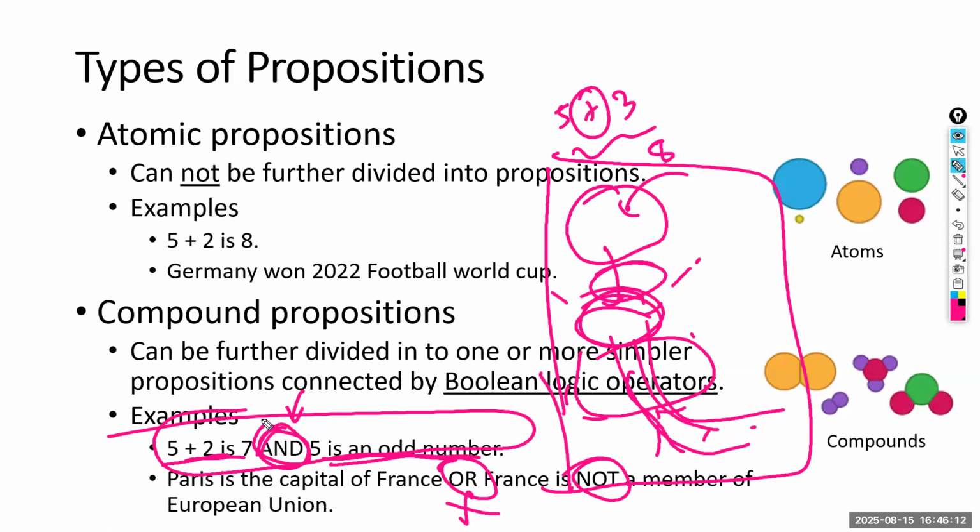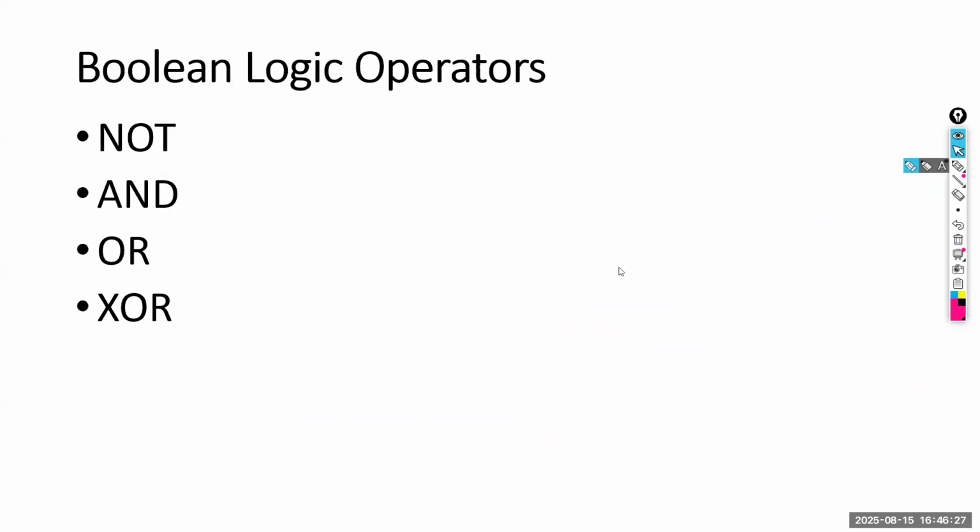So therefore, if you want to create propositions from propositions, what do you need to do? Use logic operators. Use logic operators, so then you get another proposition. Right. What are those logic operators? The NOT operator, AND operator, OR operator, XOR operator. Nothing else.